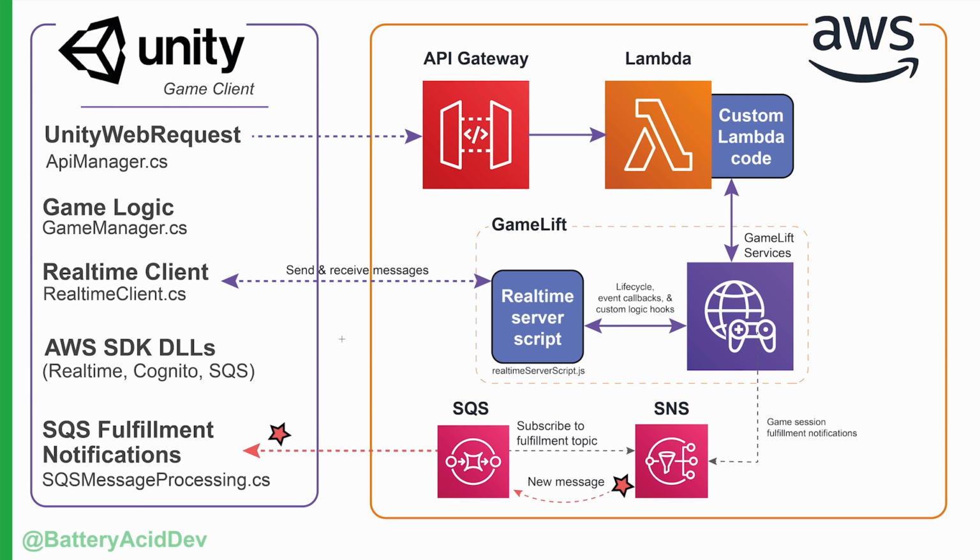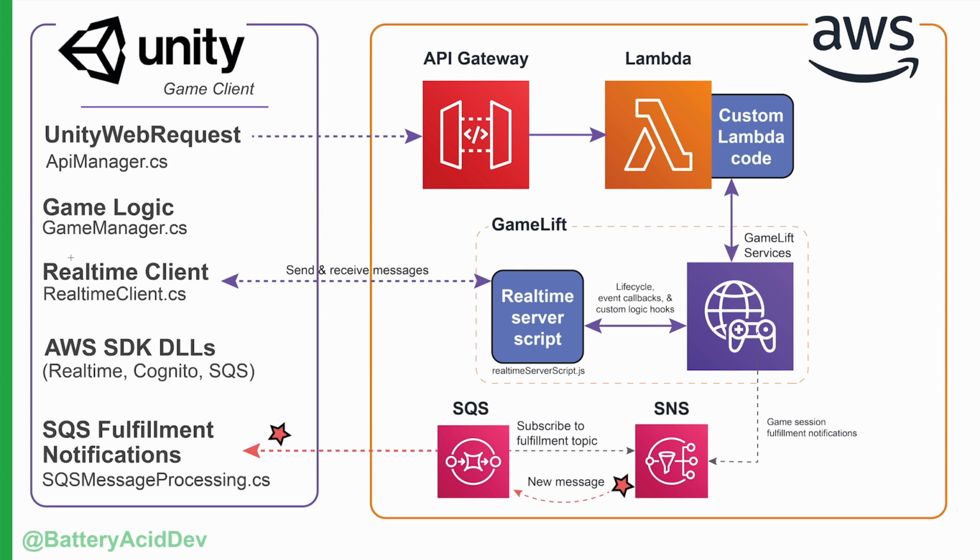So this is an architectural overview of the demonstration. The left side captures the Unity game client and a quick breakdown of what's needed to enable GameLift multiplayer. The API manager uses Unity web requests to send out get, post, or whatever calls you need to make to the Lambda function. The game logic is handled inside the game manager script.